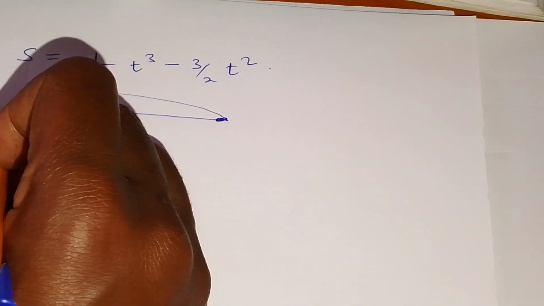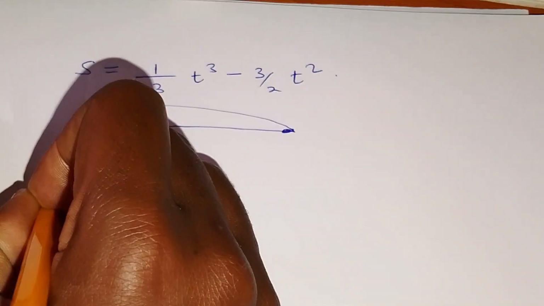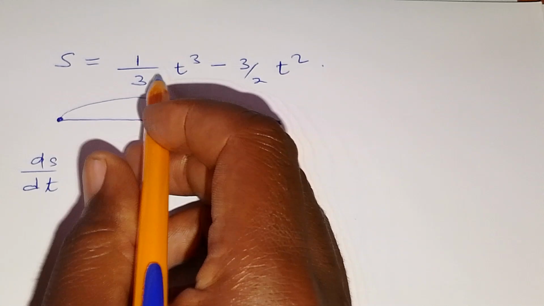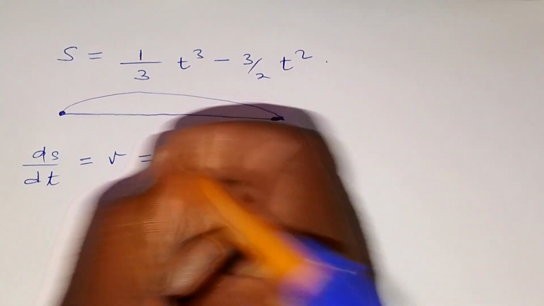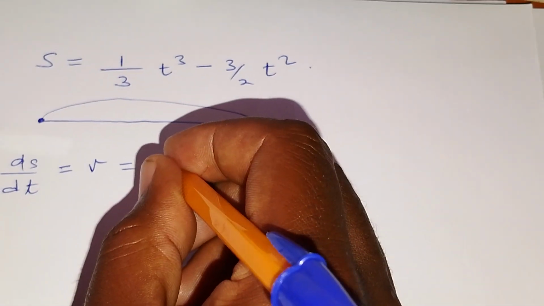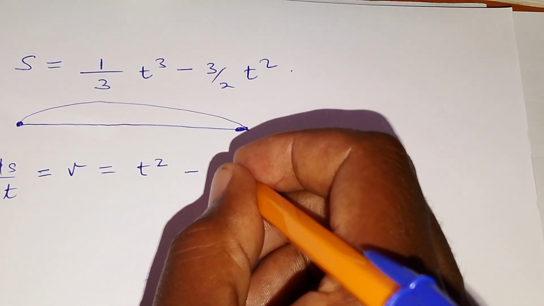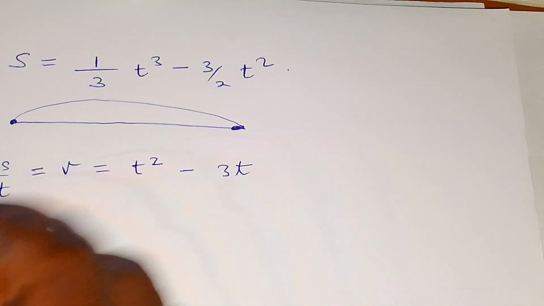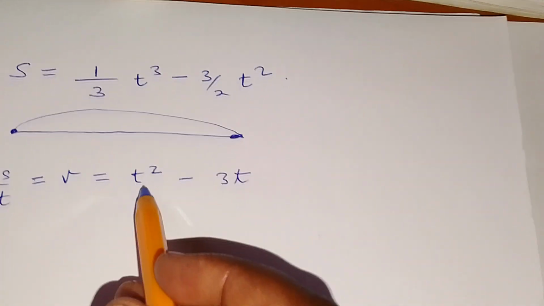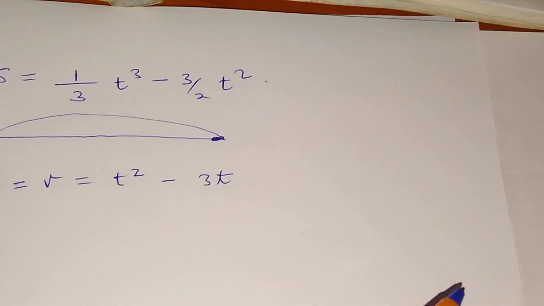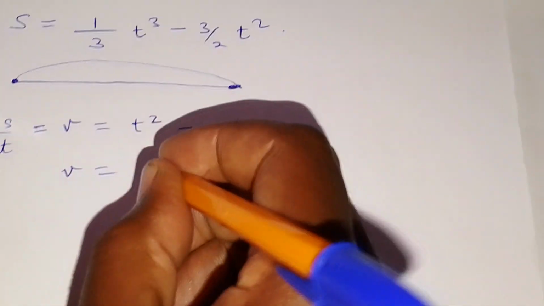Okay, so let's take the derivative of this displacement with respect to time and determine v, which is going to be t squared minus 3t. Okay, if you differentiate this, you're going to get t squared minus 3t. So this is v.